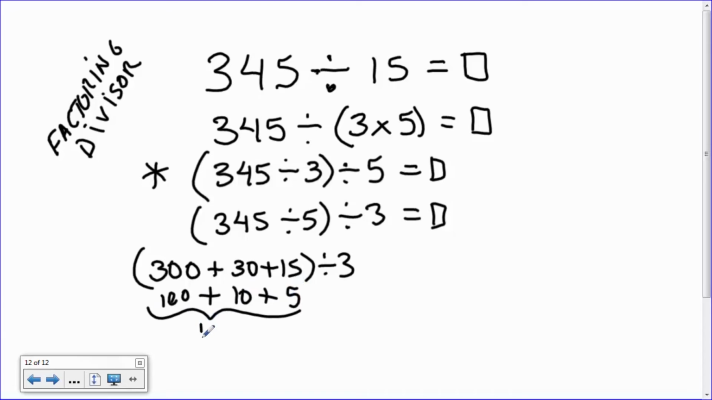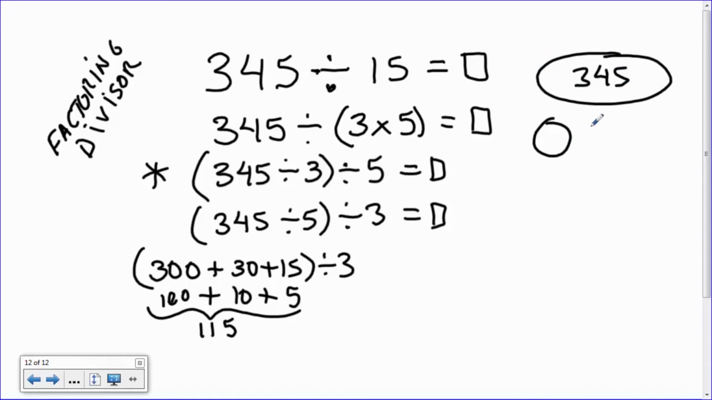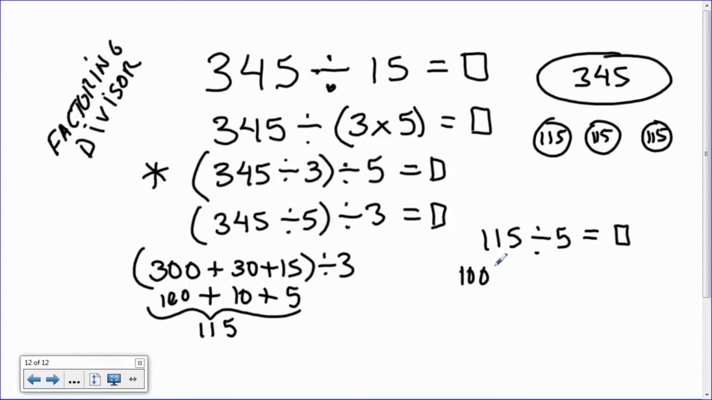So the quotient is 115. So when I take 345 objects and I divide them evenly among 3 groups, each group's going to get 115 objects. So that was the first level of division. That's like in the picture, I've got 345 and I divided it into 3 groups first, and each of those groups got 115. Then I'm going to take 115, and now I'm going to divide it by 5. And I'm going to split this up into 100 plus 15.